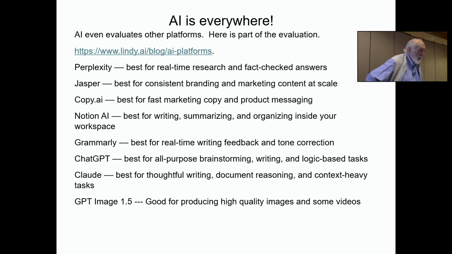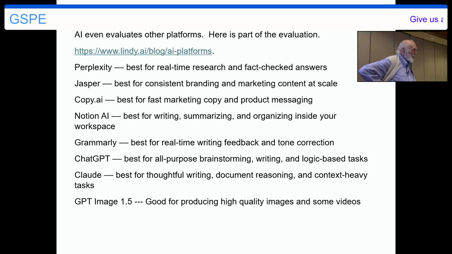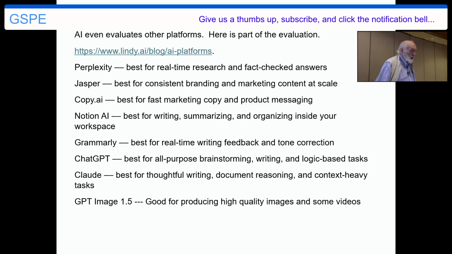All right. Part of the problem is it's everywhere. There's AI to answer your email. There's AI to do your marketing. There's all kinds of resources. Perplexity, real-time research, Jasper, consistent branding, Copy AI, fast marketing and copy production, Notion AI, best for writing, summarizing, and organizing inside your workspace, Grammarly.